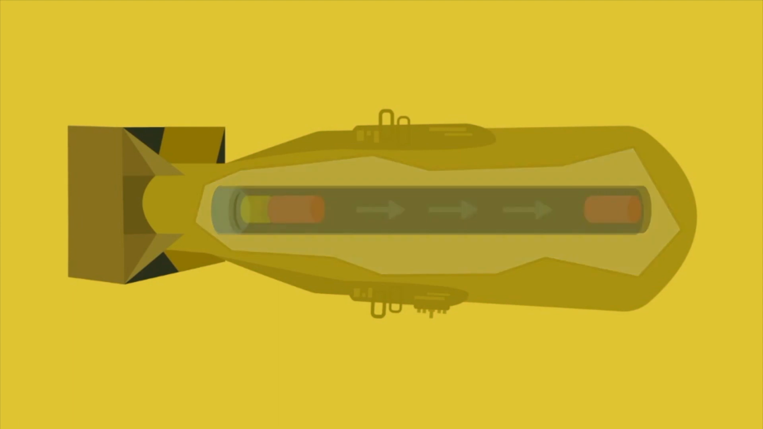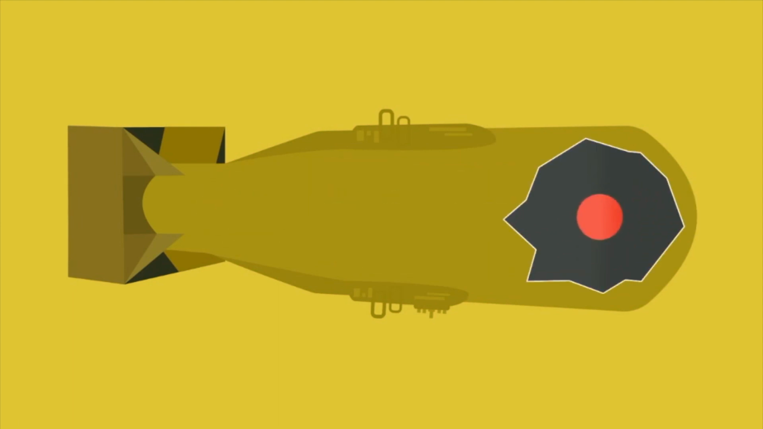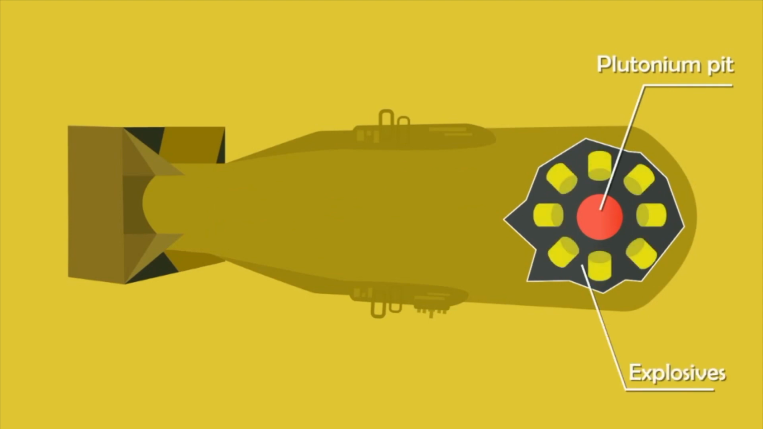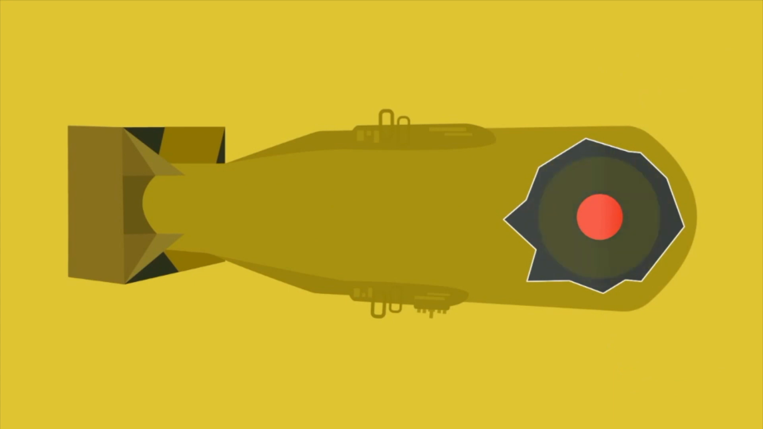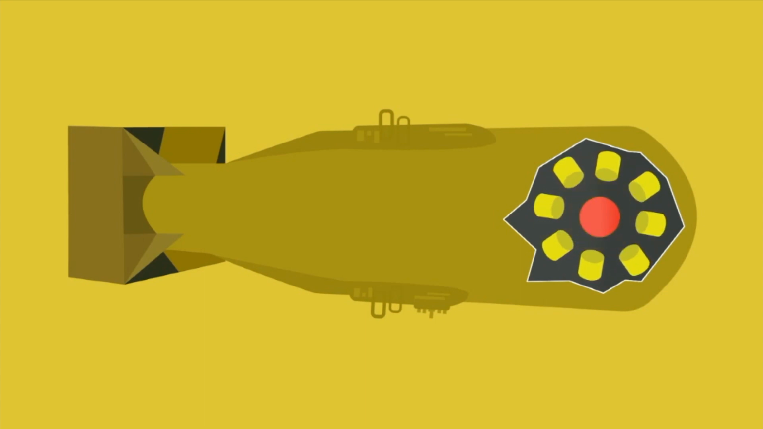The second approach is the implosion method. In this approach, the nuclear fuel is shaped into a sphere called the pit, and the explosives are placed around it. When these explosives are detonated, the force squeezes the pit and the explosion takes place. The explosives should be placed in such a manner that the shock waves generated are precisely spherical in shape and detonate at the same time.